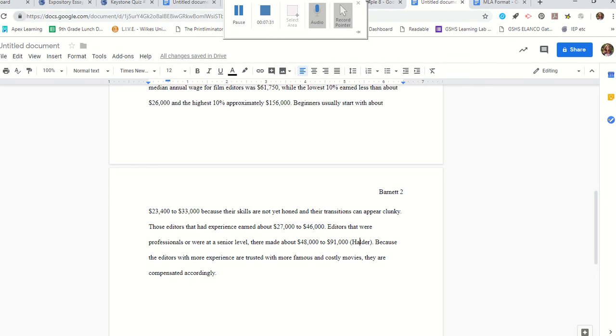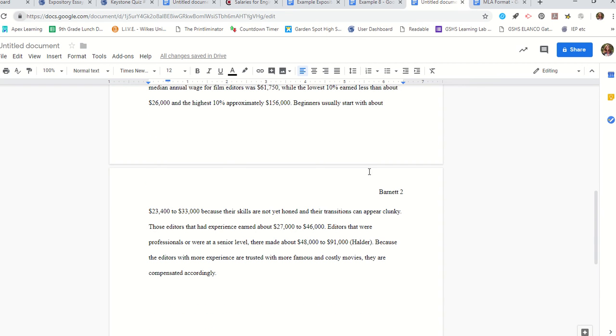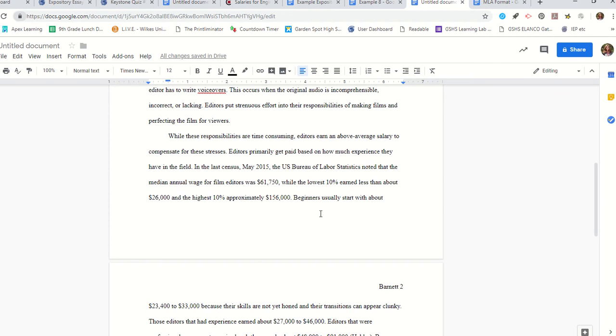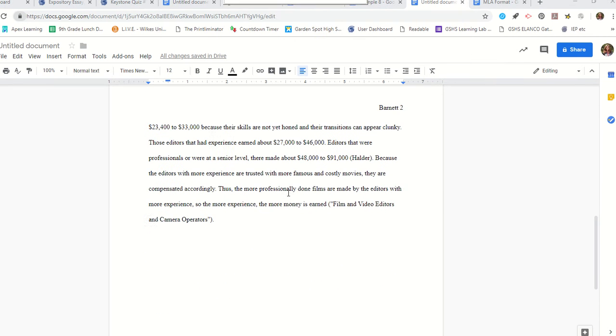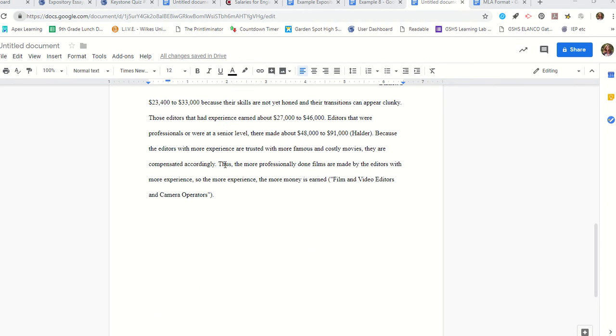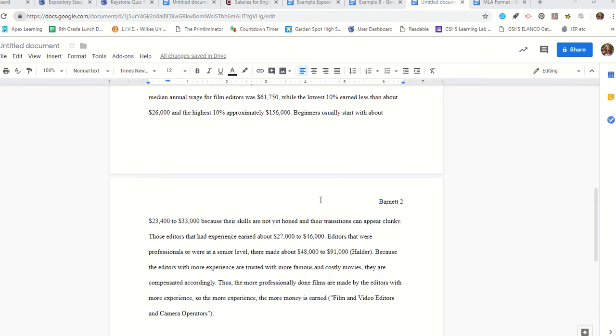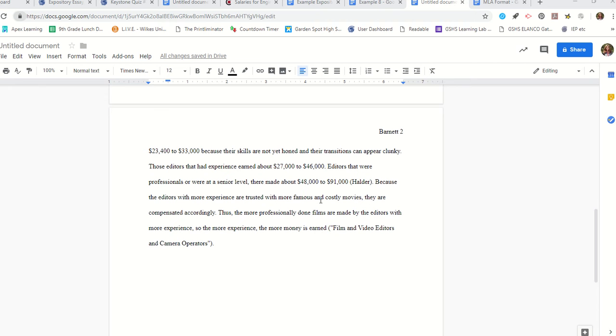Alright, then I would end the paragraph with why it's important for film editors to understand the salary. So what? The more professionally done films are made by editors with more experience, so the more experience, the more money is earned. So it's important to understand how salary works so that as you get more experience, you understand that your salary is going to go up and you're not frustrated with a low salary.